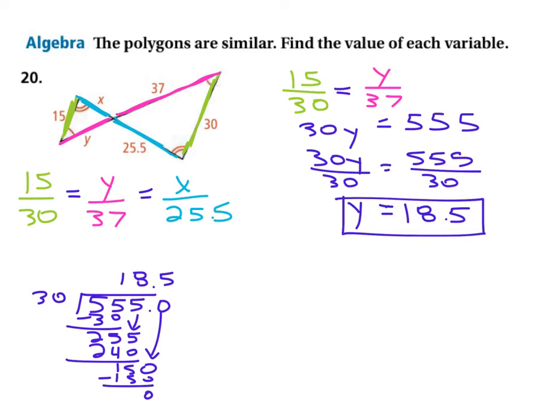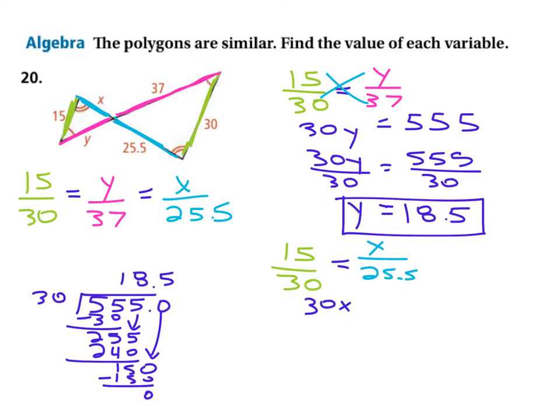Okay. We're dealing here with the cross products property. Hopefully you can see that. That times that equals that times that, right? So let's do it again. Now we found y, we're going to do it for x. And we need to go back and start with what we know, which is 15 is to 30, the green sides, equals the ratio x over 25.5.